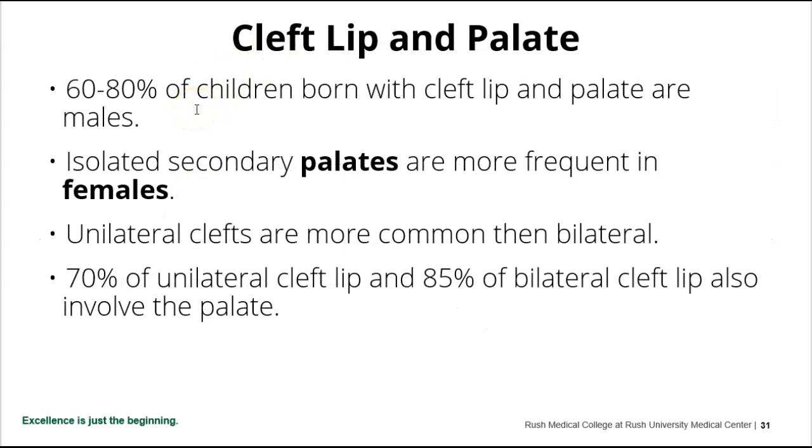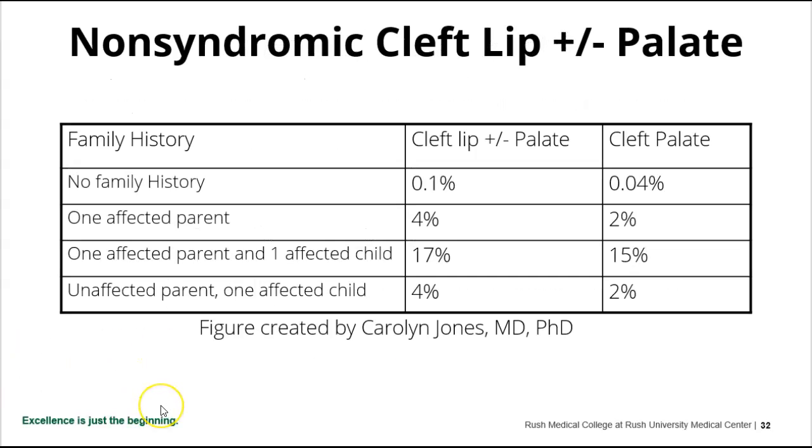60 to 80% of babies with a cleft lip and palate are males. Isolated secondary palates are more common in females. Again, these are not as important for you to memorize. And unilateral clefts are more common than bilateral. 70% of unilateral cleft lips and 85% of bilateral cleft lips also involve the palate. So lips and palates often go together. So this is just some statistics.